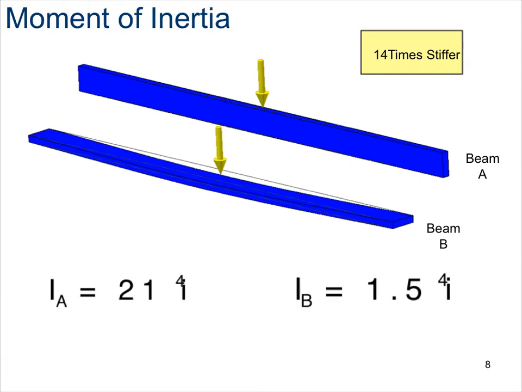So you can see here that the moment of inertia of these two beams is extremely different. How much different? Beam A is 14 times stiffer than beam B. And although these two beams are identical, just by changing the orientation, we were able to increase our moment of inertia, in this case by a factor of 14.